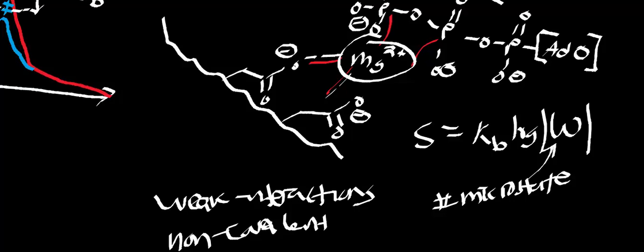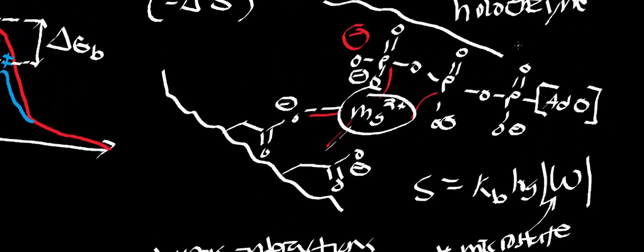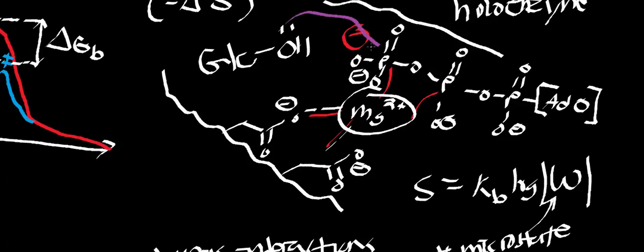Now, it turns out that there's a nucleophilic attack by a hydroxyl group of glucose. You have a glucose molecule that has a hydroxyl group, and effectively there's a nucleophilic attack on the gamma phosphorus. We're not going to go into the whole mechanism here, but the important thing to understand is that glucose does a nucleophilic attack on the gamma phosphate.